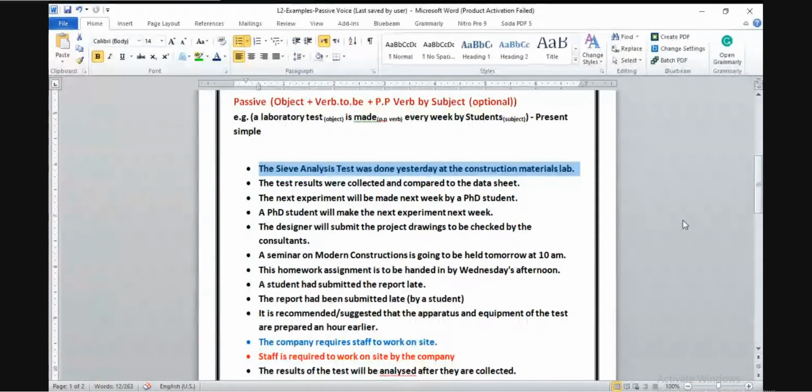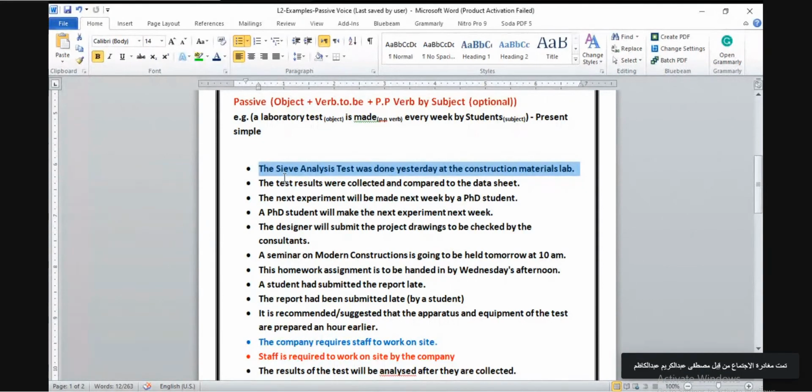Construction Materials Lab يعني المختبر مال فحوصات المواد الإنشائية. Okay. By the way, it's called sieve analysis, not save analysis. Sieve analysis, هذا الفحص مال المناخل. So the sieve analysis test was done yesterday at the Construction Materials Lab. Thanks for reading, Muntazar.